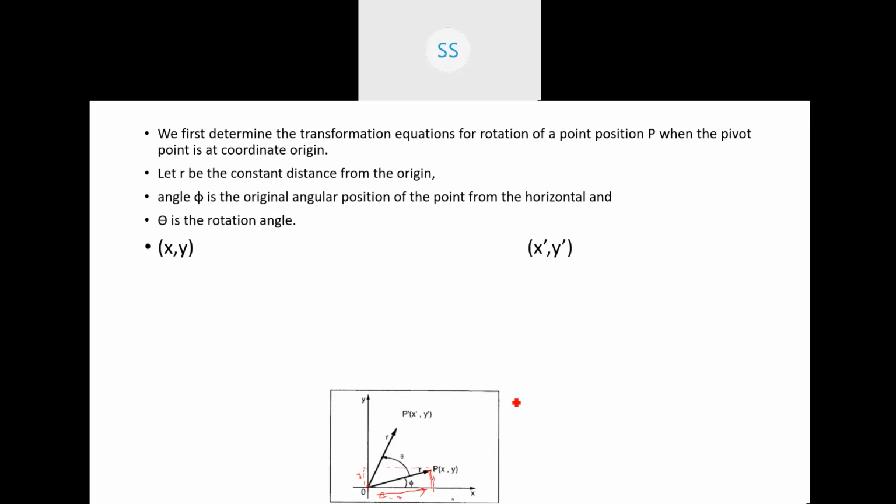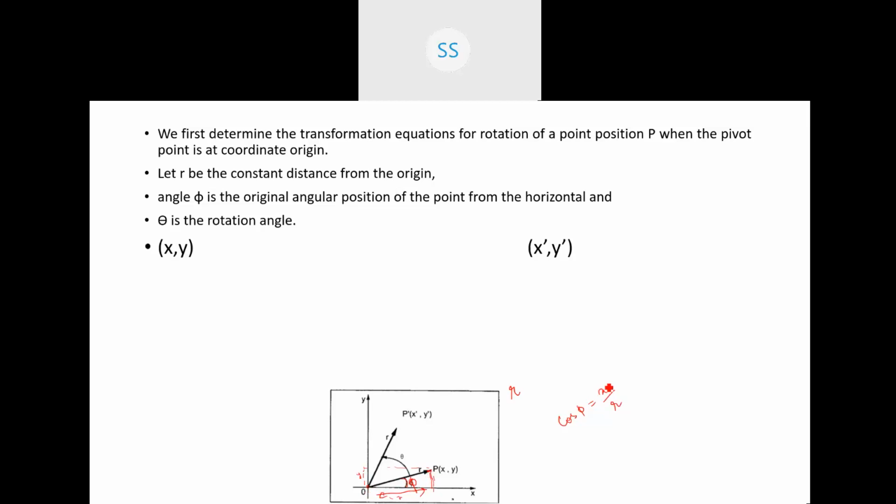Now how can I define this distance r? To define it, I say that the line connecting this point to my origin is subtending an angle of phi with my x-axis. You may remember that cos of any angle is always equal to x divided by r, isn't it? This particular value divided by this particular value.